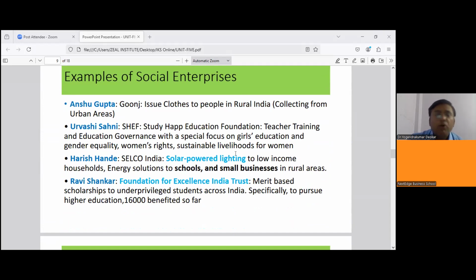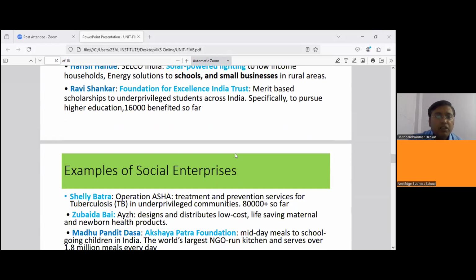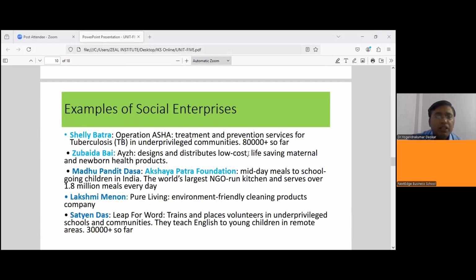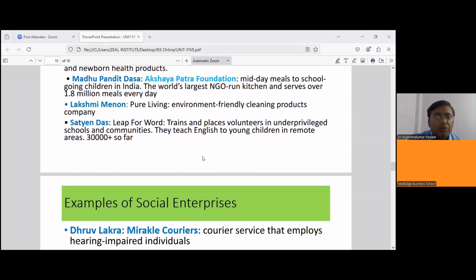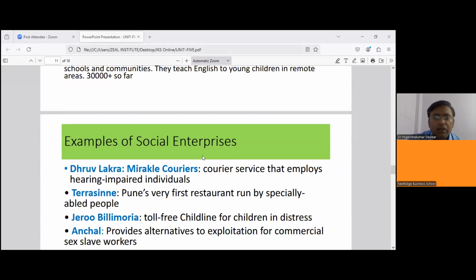They are working for the betterment of society, but they are doing business also. Try to understand the example of social entrepreneurs. They are entrepreneurs, but they are working for the well-being of society. There are many examples: Harish Hande, Sri Sri Ravi Shankar, Sheila Batra, Zubaida Bai, Madhu Pandit Dasa, Lakshmi Menon, Satyen Das. These are excellent examples I can give you.